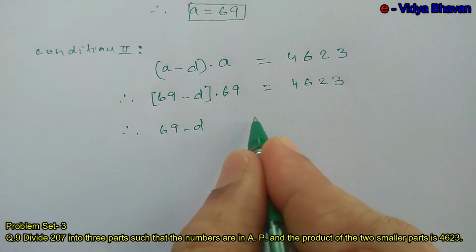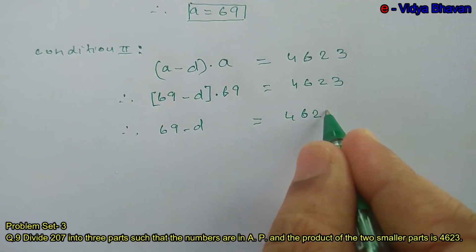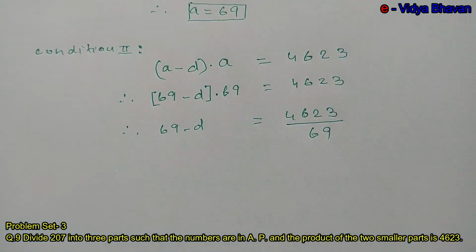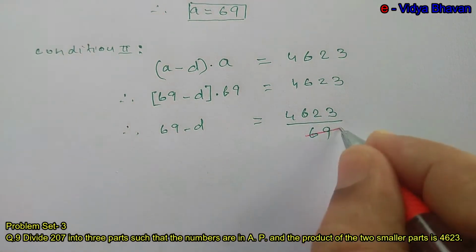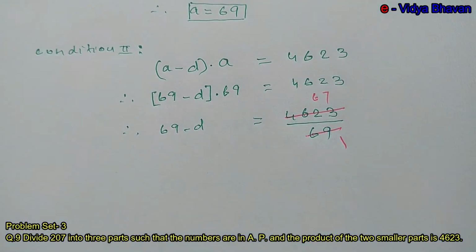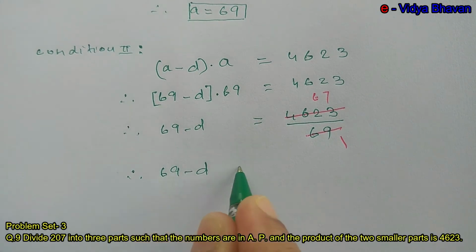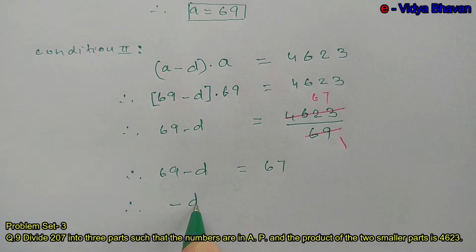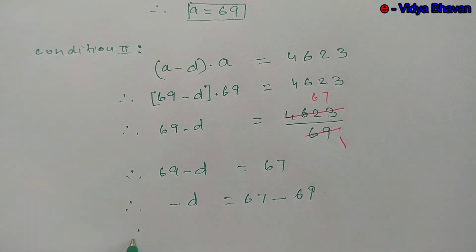Therefore, 69 minus d is equal to 4623, and this 69 is going to come down. We can cancel this, yeah, and we are getting 67. That cancellation I have shown. Now, therefore, 69 minus d is equal to 67. Therefore, minus d is equal to 67, and 69 is going that side. It will be minus 69. Therefore, minus d is equal to minus 2.